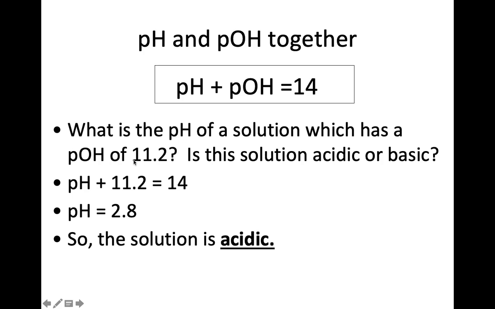Okay, so say the pOH is 11.2. So that's telling you what the pOH is. So how do you find the pH? You subtract it from 14. pH is 2.8. And everything goes around the pH. So pH being 2.8 means it's an acid. Why do they have to do that? Why is it so complicated?